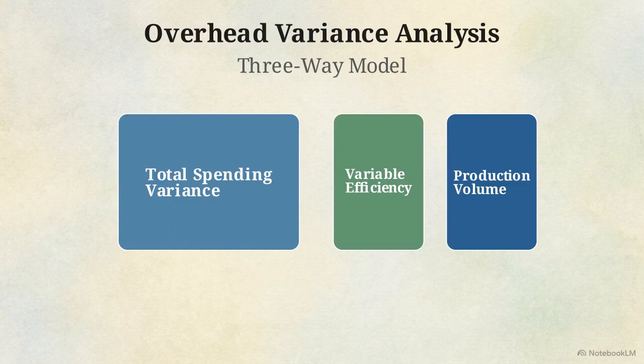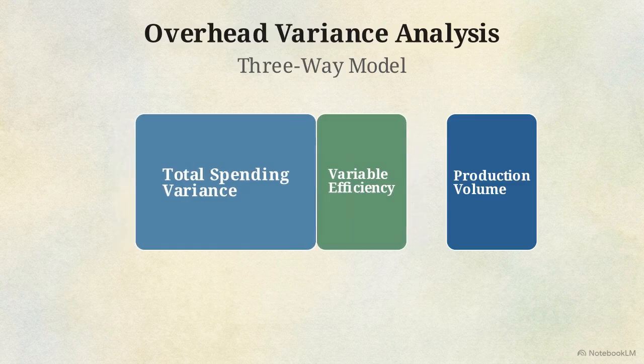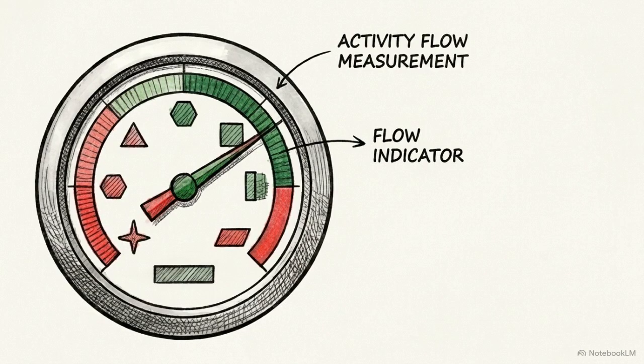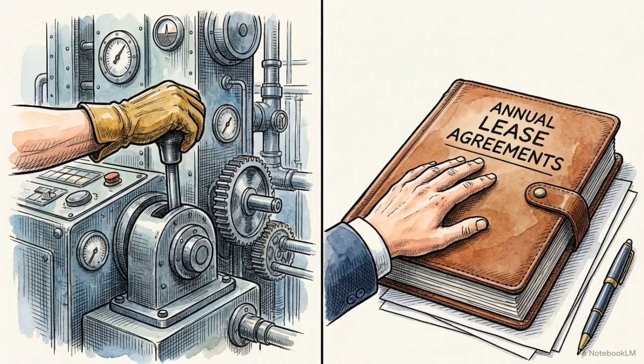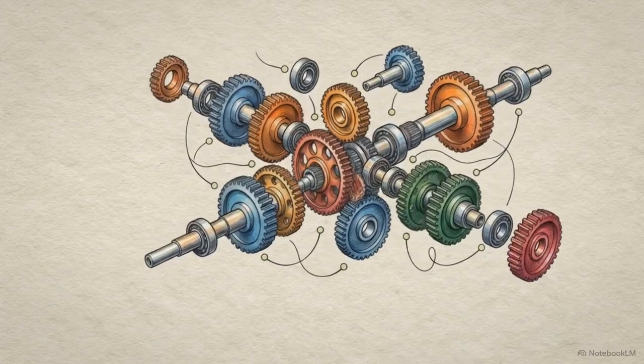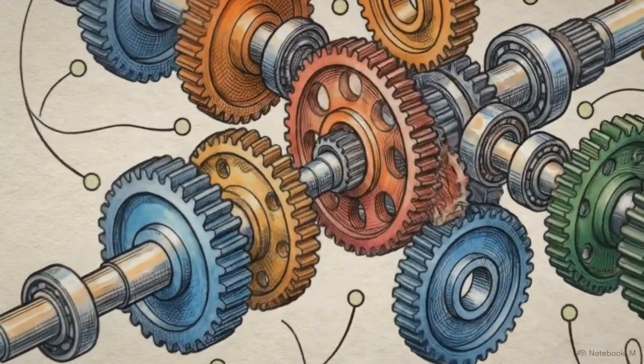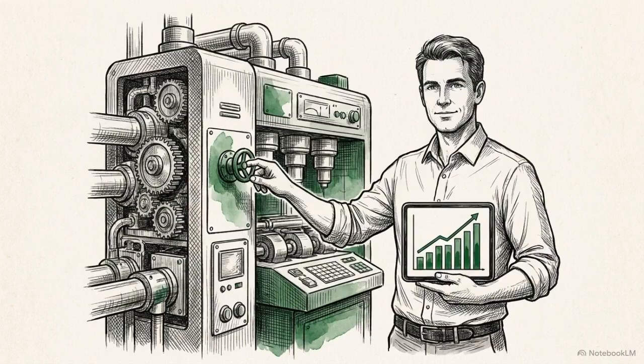Two-way analysis consolidates further, combining total spending and variable efficiency into one large flexible budget variance. This broad flexible budget metric is also known as the controllable variance. It groups together everything the production manager theoretically has influence over, purposefully separating it from the uncontrollable production volume variance. True financial mastery depends on the ability to pull apart an aggregate failure and isolate its mechanical faults. It is the process of translating mathematical deltas into precise operational interventions.